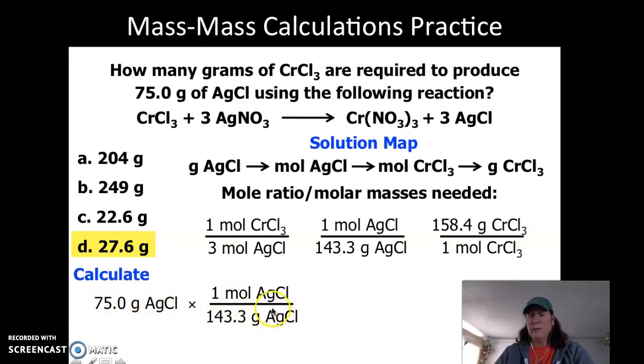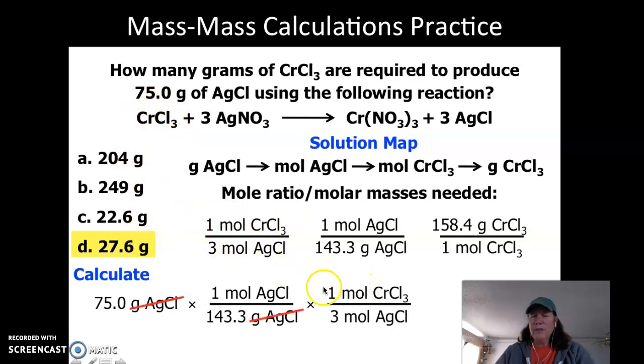Now it's time to use my balanced equation. Moles are what I'm trying to get rid of, AgCl on the bottom. And moles are what I'm trying to find, chromium chloride on top. So this is what I'd use. And again, remember, these are your coefficients. In front of here, we have a 3. In front of here, nothing, so that's a 1. Okay, so now I use my balanced equation. I switch from moles of one substance to moles of another. But now I have moles of CrCl3, so my last step is I need to change that to grams.